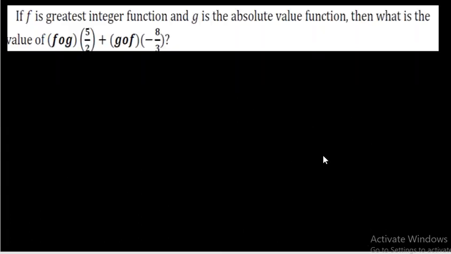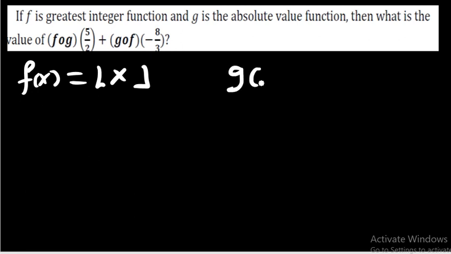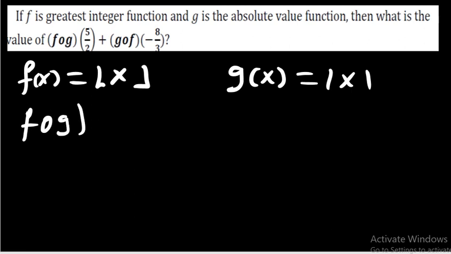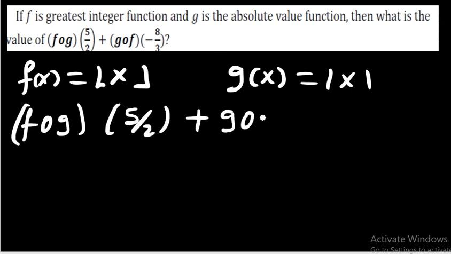One last example, here it is. Actually, this is not an example, but an exam type of question. It says f is the greatest integer function. That means f of x is equal to floor x, and g is the absolute value function. That means, again, we can take g of x is equal to absolute value of x. Then what is the value of f compose g of 5 over 2 plus g compose f of negative 8 over 3?